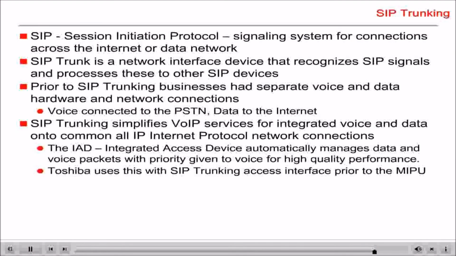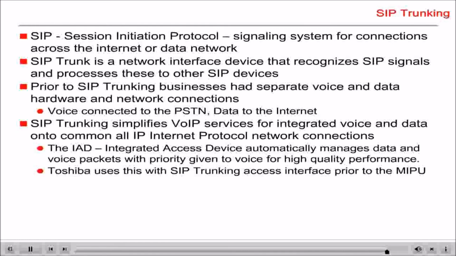VoIP, or Voice over IP, means voice over data networks, and these have become much more popular due to the efficiencies we talked about in Session A. One of the leading access methods for VoIP is SIP, Session Initiation Protocol. It's a signaling system for connections across the Internet or data network. A SIP trunk is a network interface device that recognizes SIP signals and processes these to other SIP devices.